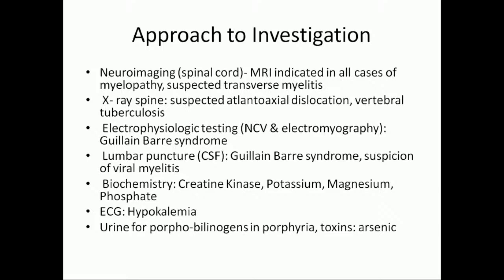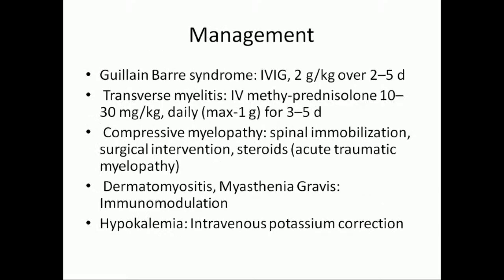Biochemistry like CPK will be elevated in a case of myositis. Potassium: sometimes hypokalemic periodic paralysis may present with acute flaccid paralysis, so it is very important to check the potassium level. Hypermagnesemia may cause weakness. ECG: if there is hypokalemia, you will see the typical ECG signs of hypokalemia. And urine for porphobilinogen in case of porphyria.